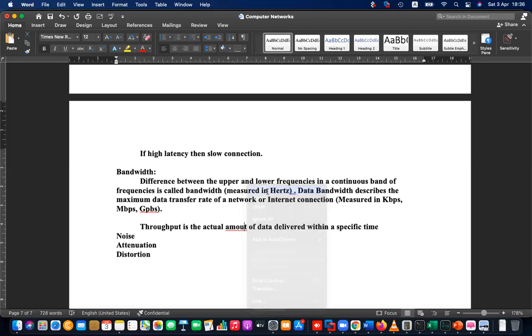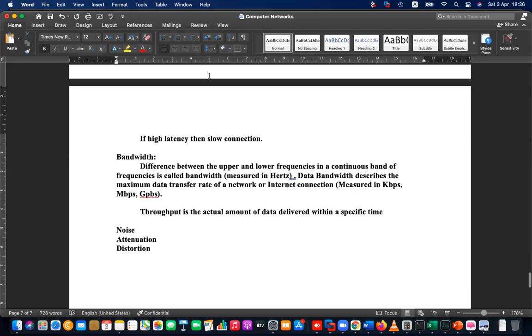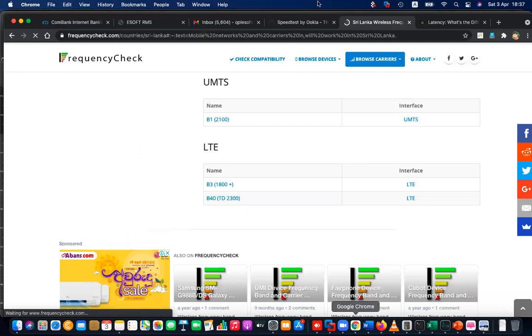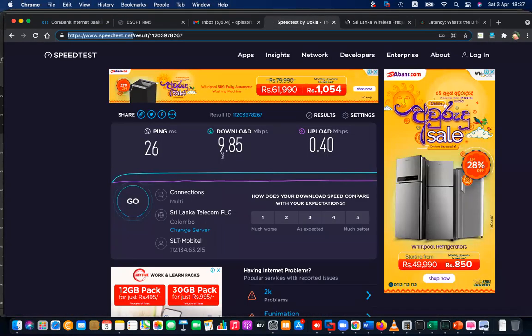That is called throughput. Throughput is the actual amount of data delivered within a specific time. Actually, what you see in this report is a throughput. It's not the maximum bandwidth.